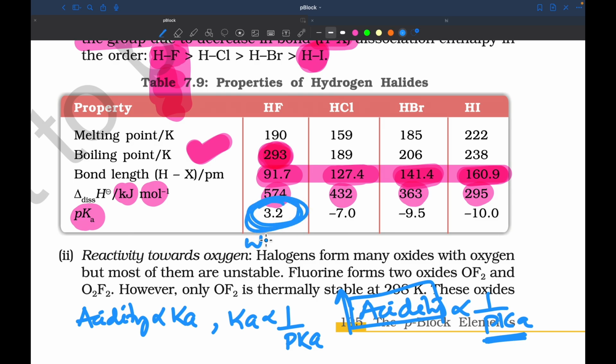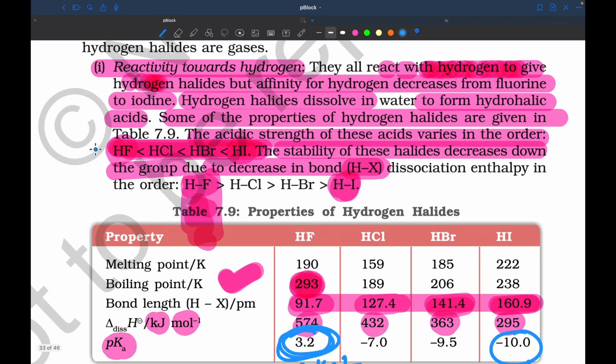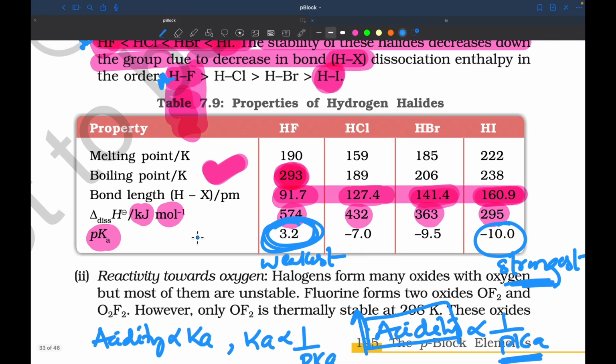So this is the weakest, whereas this is the strongest. This is the strongest acid of all. So these are about hydrides. Questions have been asked on this order, and pKa values are also regularly asked. So these times you have to remember them.